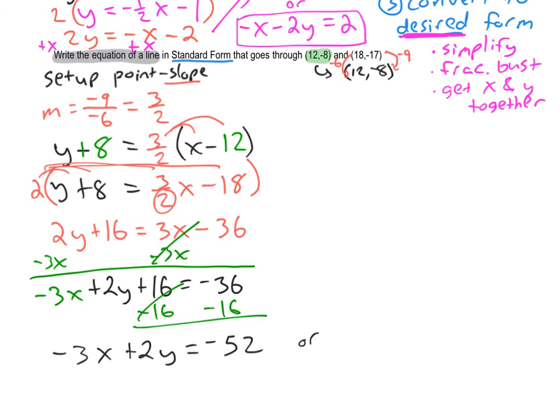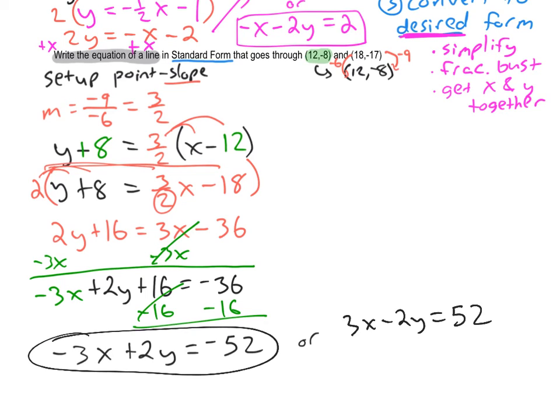Or if you actually did not subtract 3x and you move the 2y over, you get a similar answer, just everything is the opposite like we talked about. So you could have ended up with 3x minus 2y equals 52. So either one of these will be right.